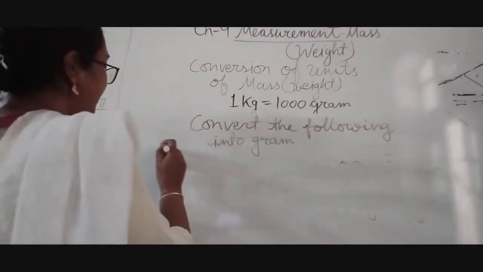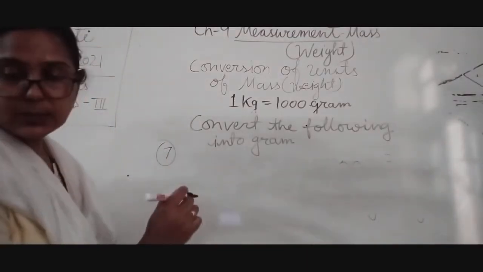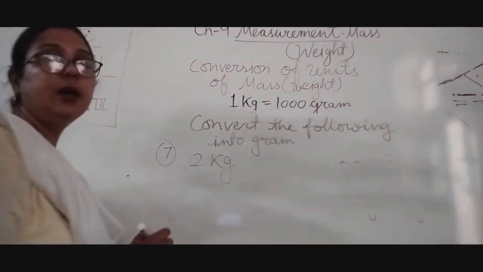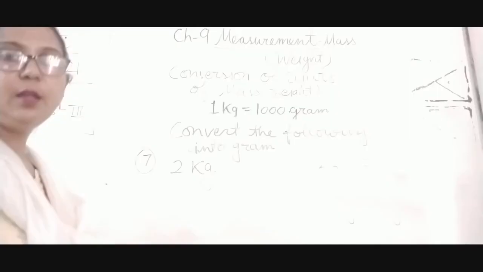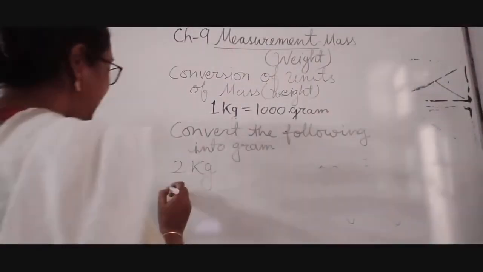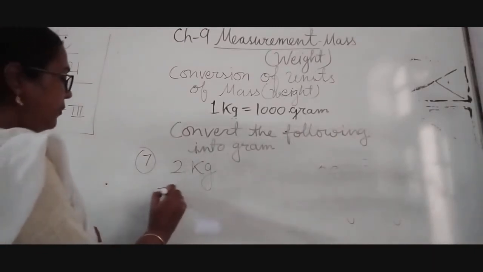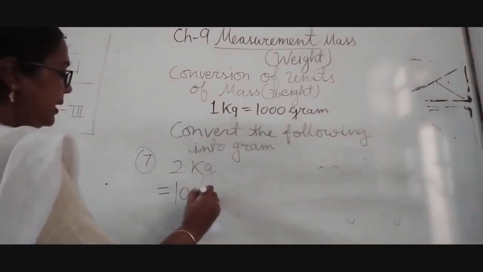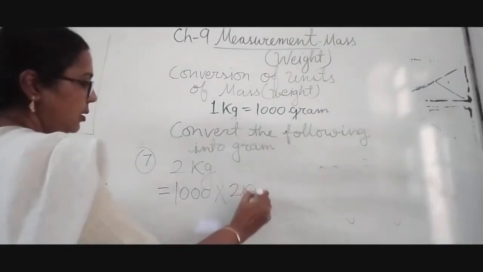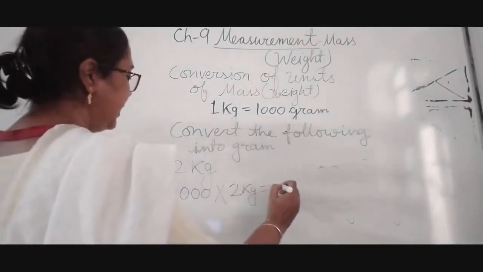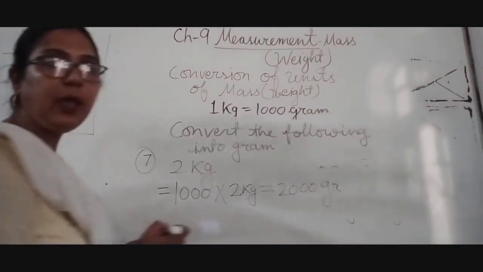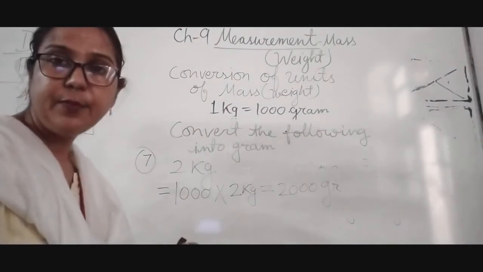So this is 7 number question and this is 2 kg. 2 kg is given over here. So how can we convert it? If 2 kg is given over here, how can we convert? Let's see, children. We will multiply 2 kg with 1000, okay. Then we will get 2000 gram, okay. That we have already done.